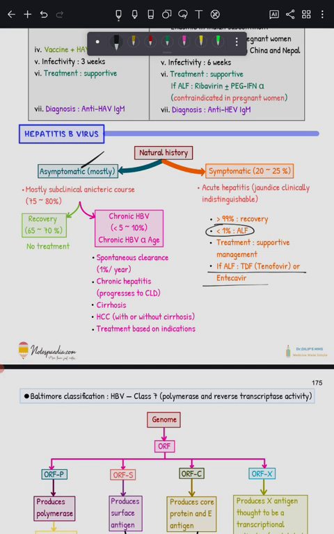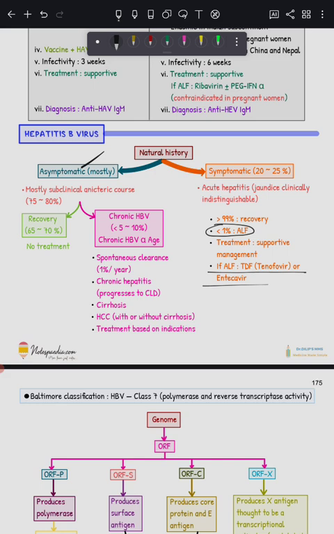Now there is another group, that is chronic HBV infection. So 5 to 10% develop chronic hepatitis B virus infection. The risk depends on age at infection. So in neonates or perinatal age, 90% will progress to chronic hepatitis infection, and in adults only a few.